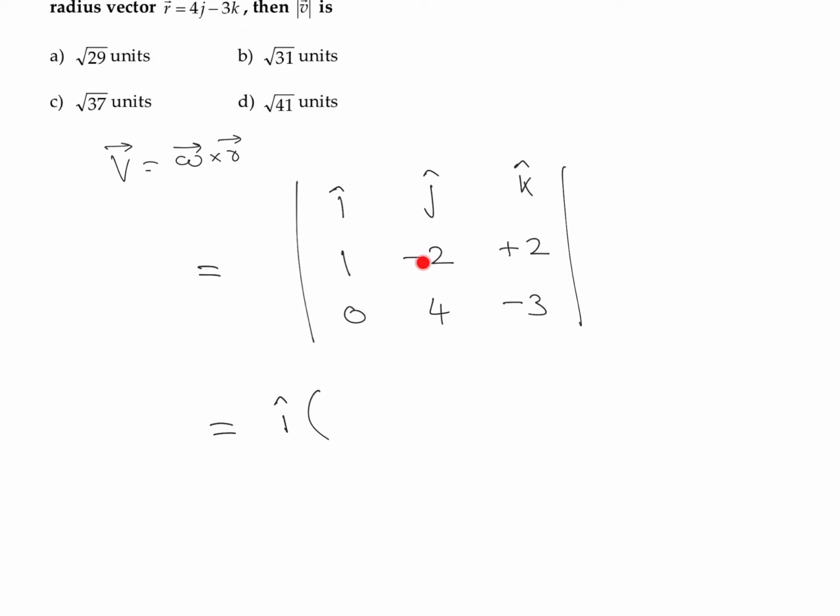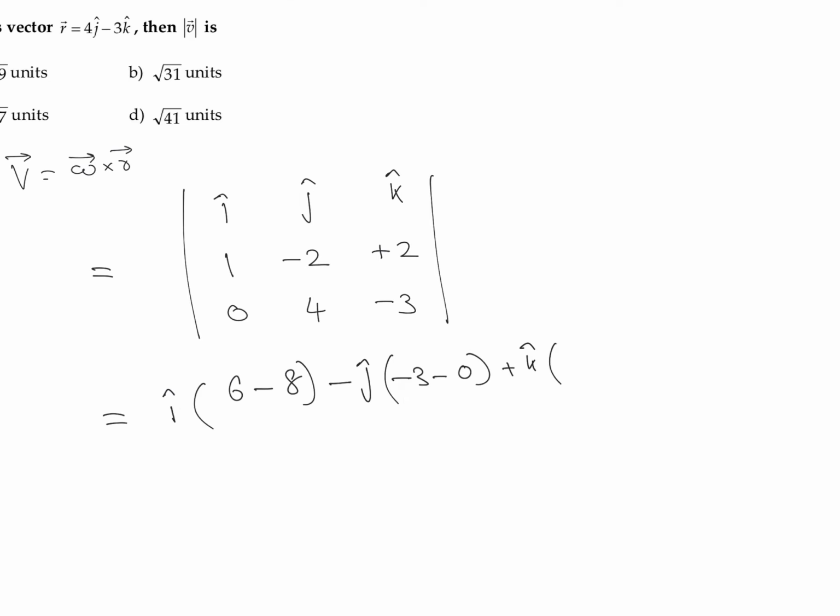Then we need to multiply in this direction. Minus 2 into minus 3 is 6, so we can write 6 minus 4 into 2, that is 8. Minus j cap into, now we eliminate this row and column. We need to multiply 1 and minus 3, that is minus 3, minus 2 into 0, which is 0. Plus k cap into.